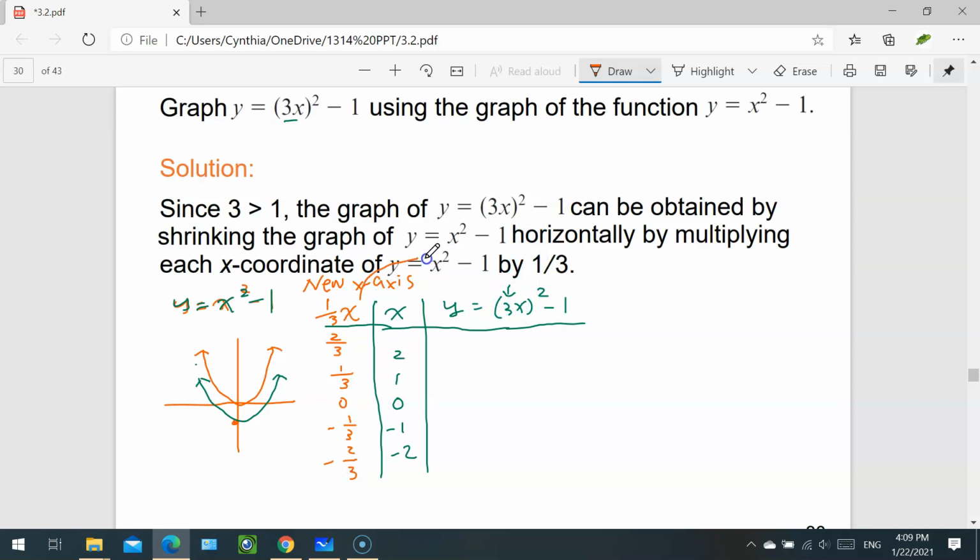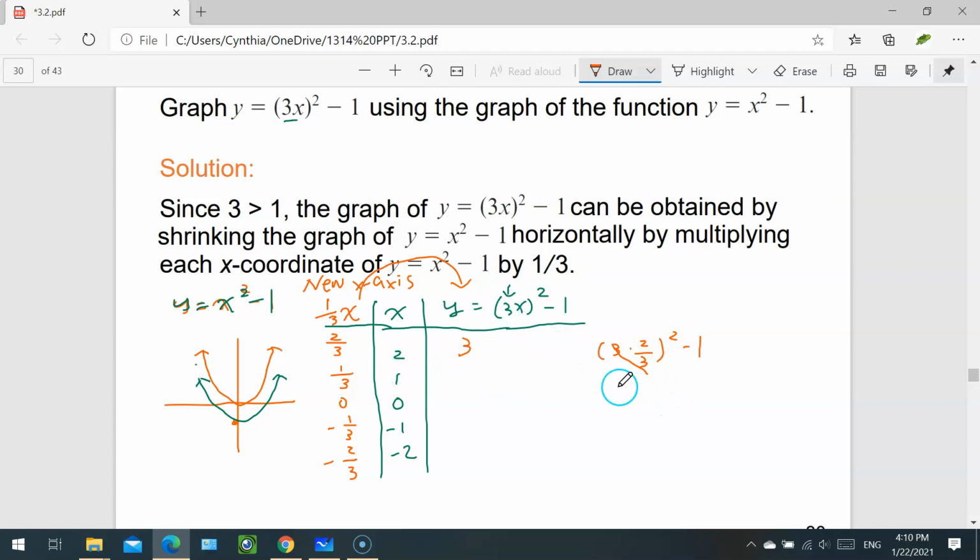And now solving the y value, we have to plug the 1/3 x into the parenthesis here. So when I have 2/3, plug in here, do the square minus 1. Here 3 and 3 cross out. You only have 2 left. So 2 squared is 4, minus 1, your y value is 3.